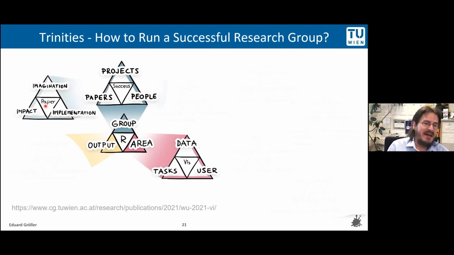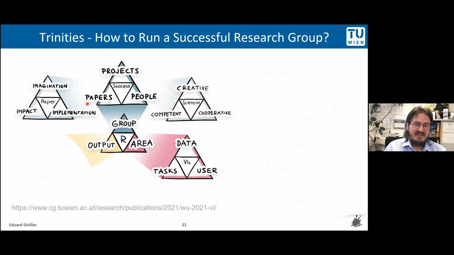And if you look at the paper, a paper is basically a triple I object. So it has to be original. Originality or imagination means this is distinguishing your paper from what others have been doing. The impact is the relevance. How relevant is this? Is this solving a real world problem, for example? And implementation means how can it be realized?